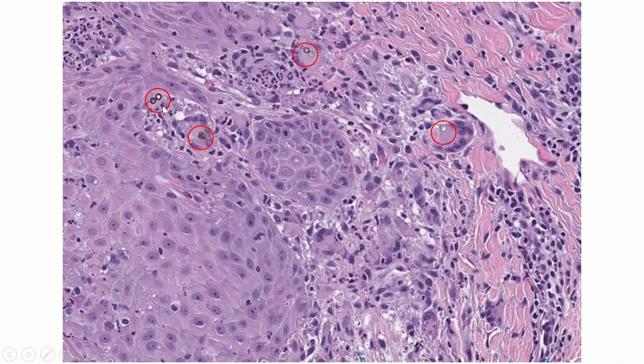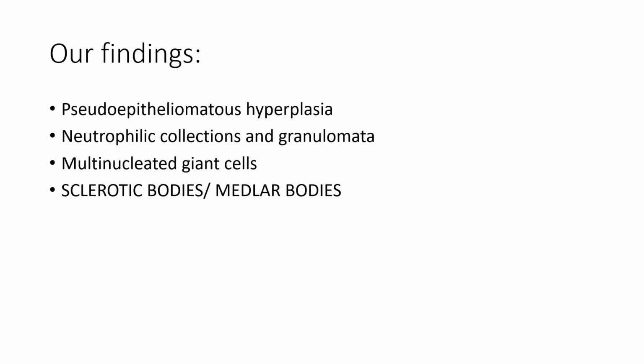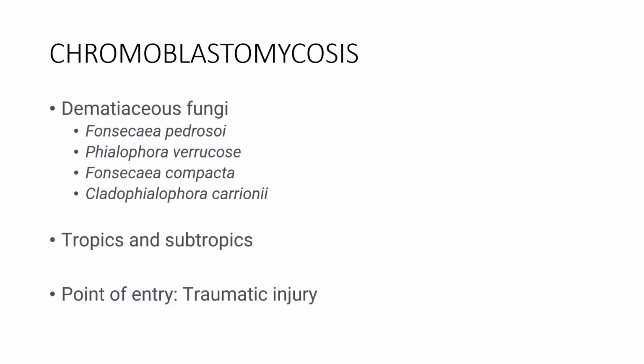These bodies are also called sclerotic bodies, and for those of you who diagnosed this as chromoblastomycosis, you are absolutely right. In this particular case, we had these findings: pseudoepitheliomatous hyperplasia, neutrophilic collections and granulomas, multinucleated giant cells, some of which even showed these fungal bodies. These fungal bodies are also called sclerotic bodies or Medlar bodies, after the scientists who contributed to the identification of these organisms. A brief note about chromoblastomycosis: these are also called dematiaceous fungi.